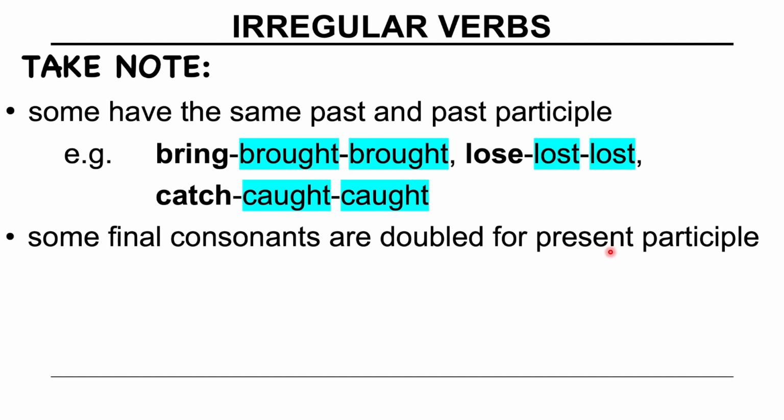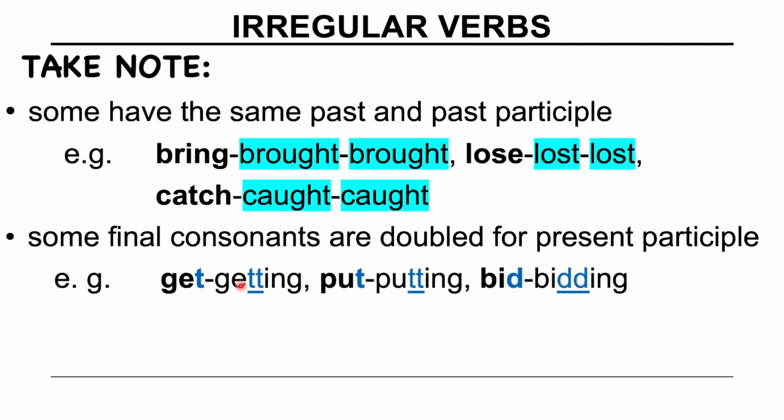Some final consonants are doubled for present participle. So when we say present participle, it's the ing form. For example, get, getting. So the final consonant T is doubled. Okay, getting. If you just have one T here, the spelling is already wrong. Getting, put, putting, bid, bidding. So double D here. Okay?